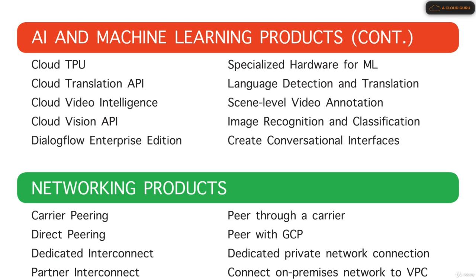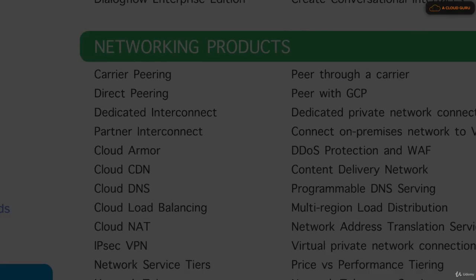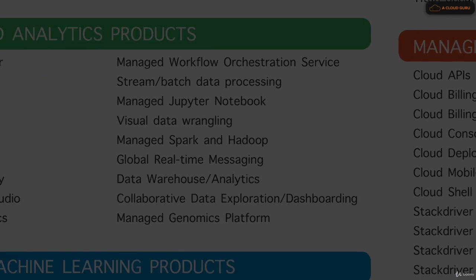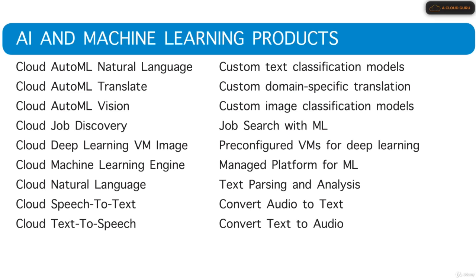Now, some of the products in the AI and machine learning section are pretty straightforward. Cloud Speech to Text will convert audio to text. Cloud Text to Speech will convert text to audio. Cloud Natural Language is for text parsing and analysis. So you can give it some text, and then it'll tell you both the parts of speech and the emotions that are represented in it, stuff like that.